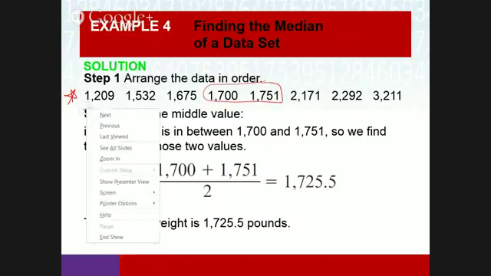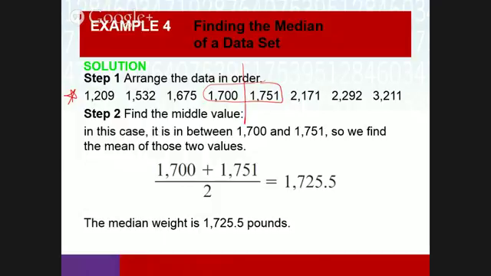With 8 data points, I want to find the value where 4 data points are to the left of it and 4 data points are to the right of it. With an even number of data points, you're always going to have to find the median of the middle 2 numbers. And the median is just like the midpoint, where you take the 2 numbers, add them together, and divide by 2.